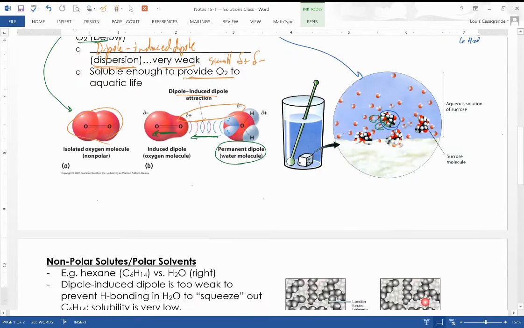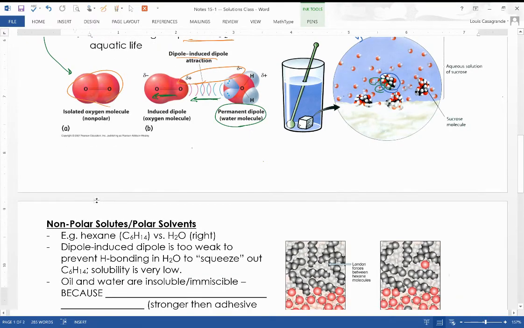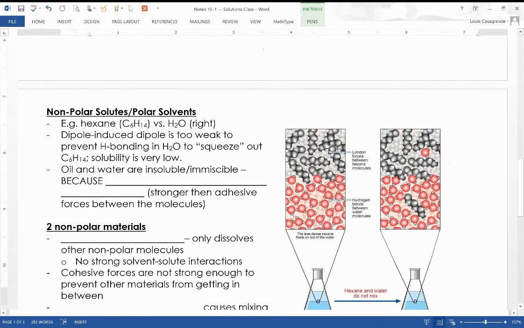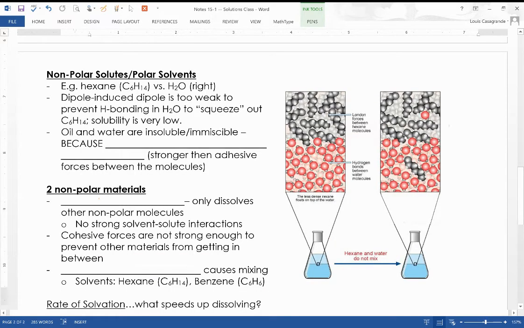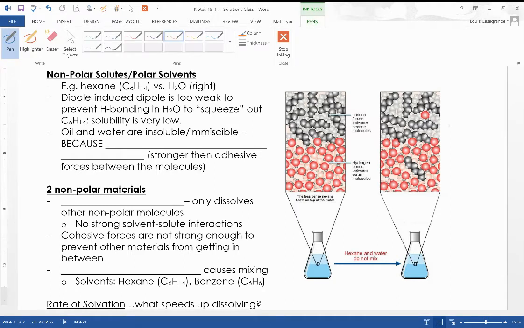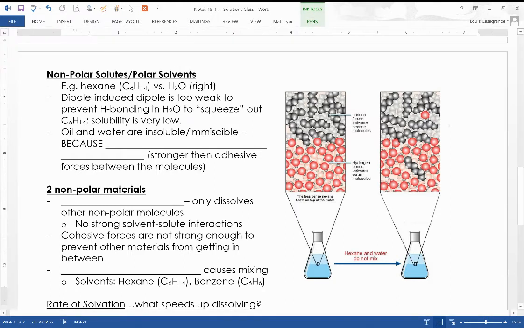Okay, turn the page. Now let's see what happens when we have nonpolar solutes trying to mix with polar solvents. Again, we talked about this: hexane in water. When you have hexane in water, they do interact via dipole-induced dipole forces. However, in this case, because the induced dipole in hexane is very weak, it's too weak to prevent the hydrogen bonding.